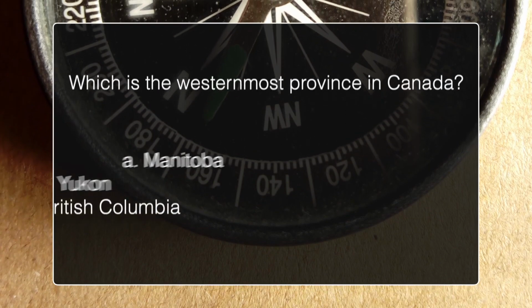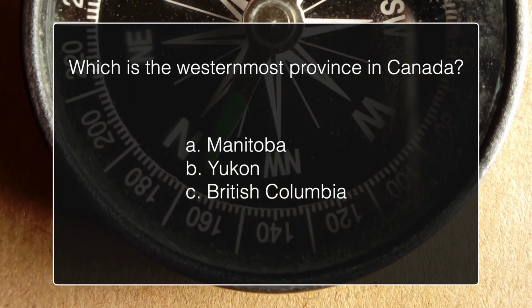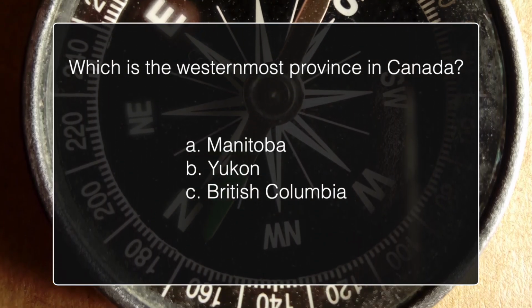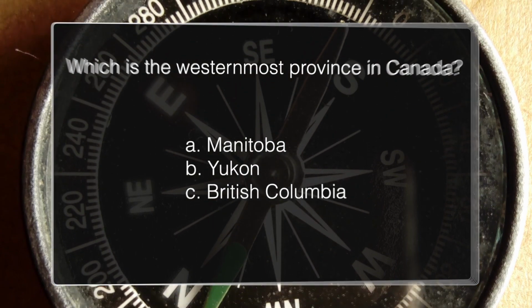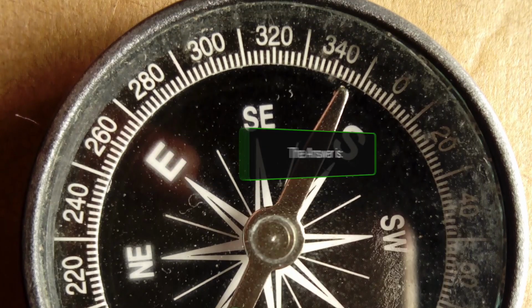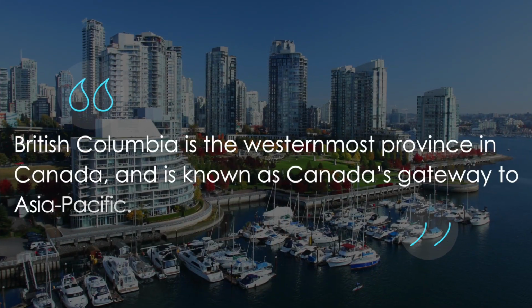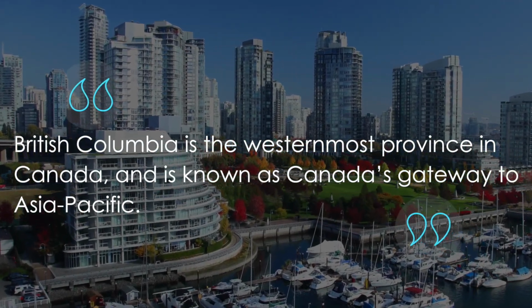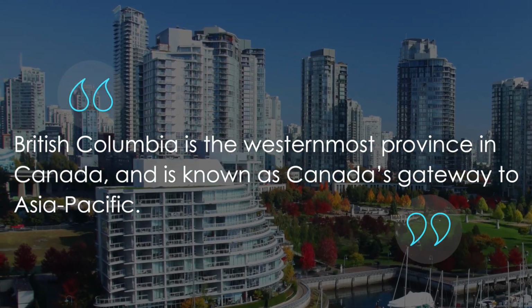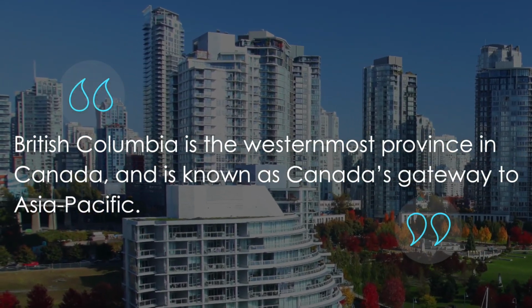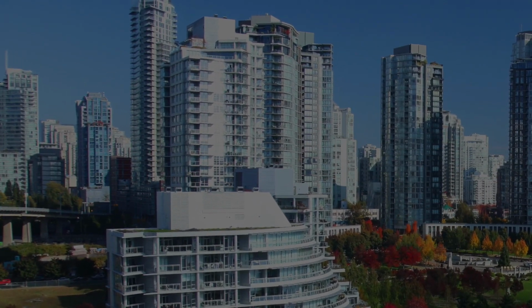Which is the westernmost province in Canada? Manitoba, Yukon, British Columbia. The answer is British Columbia. British Columbia is the westernmost province in Canada and is known as Canada's gateway to Asia Pacific.